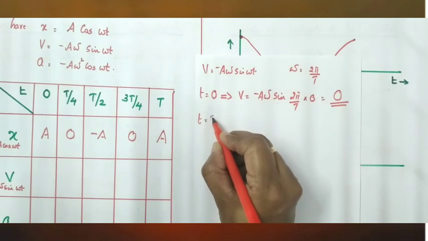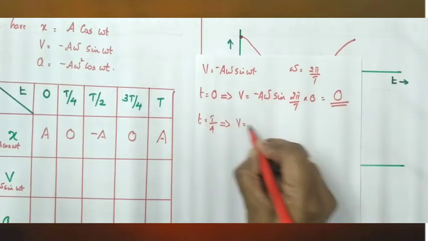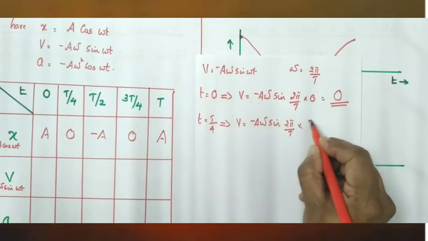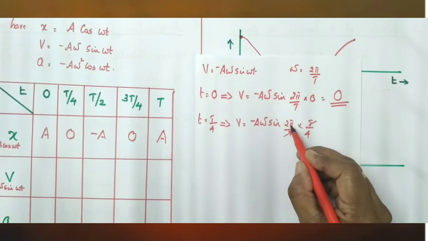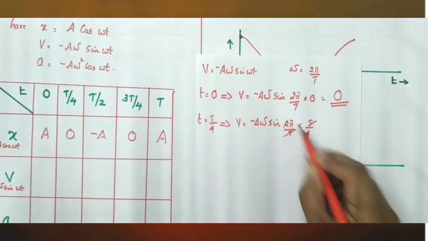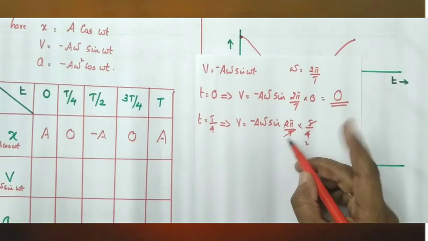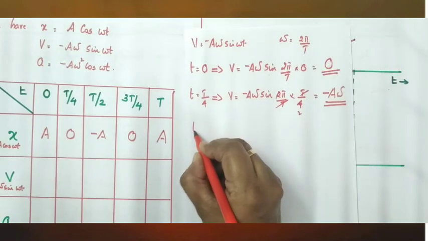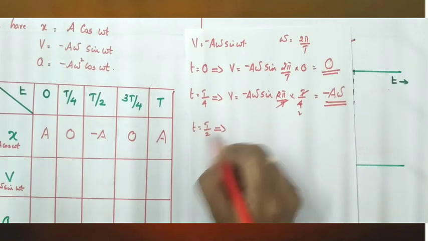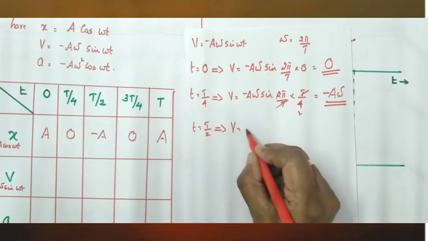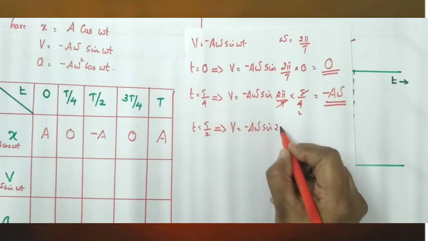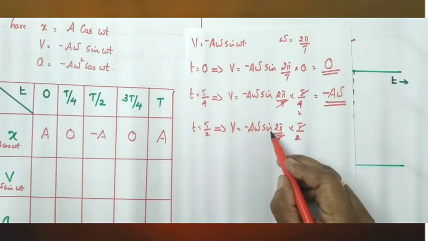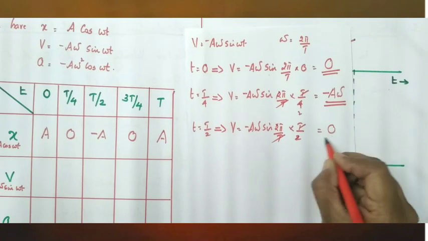Then for the time T by 4, velocity becomes v equal to minus a omega sin (2 pi by T into T by 4). T gets cancelled, it becomes pi by 2. Sin pi by 2 is 1, so here the answer is minus a omega. Now next one, t becomes T by 2. Velocity v equal to minus a omega sin (2 pi by T into T by 2). T gets cancelled, 2 gets cancelled, sin pi is 0. So here the answer becomes 0.